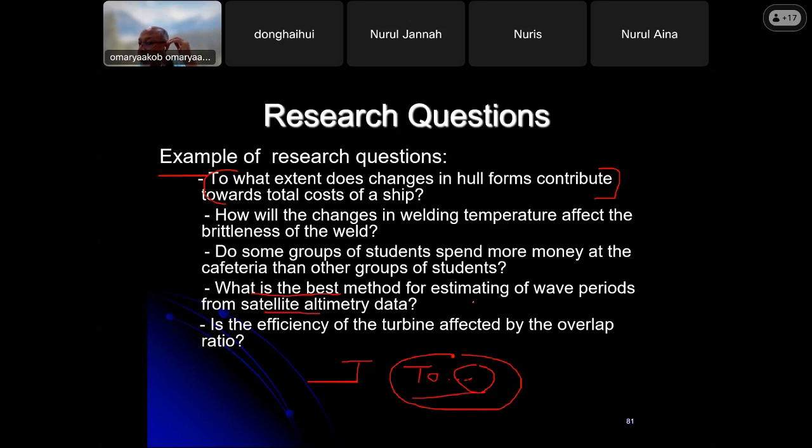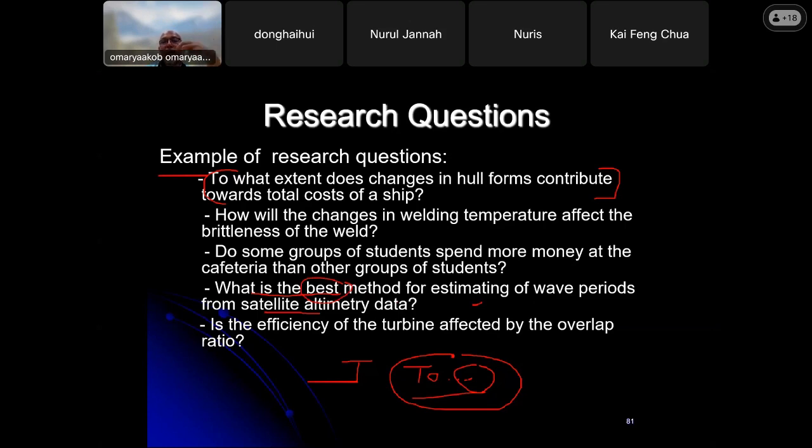Chua? Yes, Prof. What do you think should be to what? To determine the most optimal method for estimating wave period from satellite altimetry data. Okay. So determine the optimal method for estimating wave period. It's almost correct, but here you have changed best to optimum.